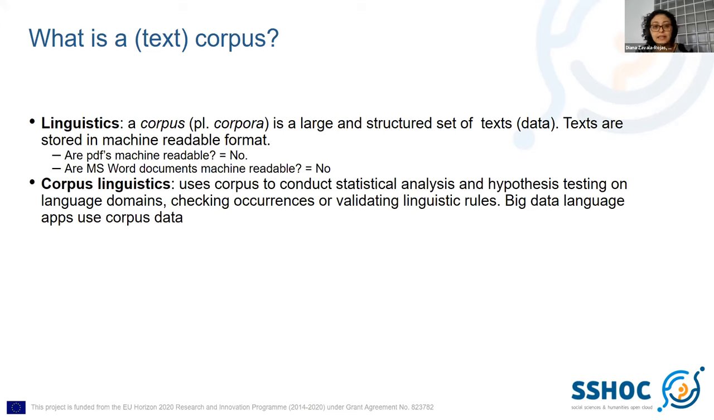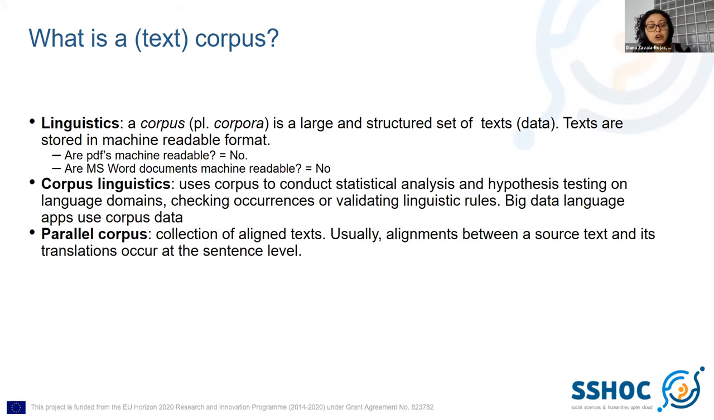In corpus linguistics, the use of text data is implemented to conduct statistical analysis and hypothesis testing on language domains, checking occurrences or validating linguistic rules. Big data language applications, such as Google Translate or Microsoft Translate, use huge amounts of corpus data. A parallel corpus, such as the one that I'm presenting today, is a collection of aligned texts. Usually alignments between a source text and its translations occur at the sentence level. So you have one sentence in English, for instance, and its translation into French aligned at each sentence.